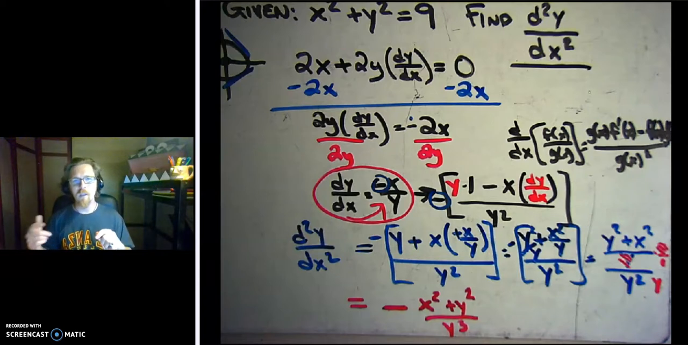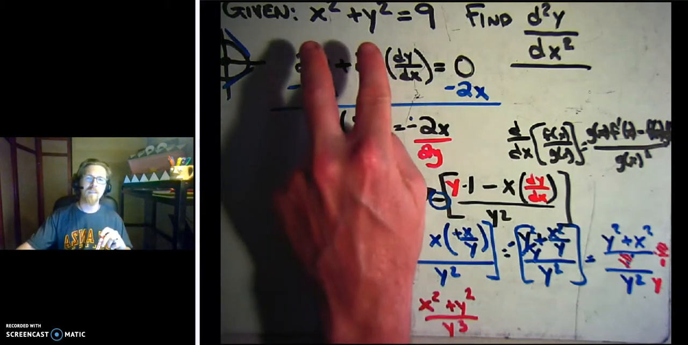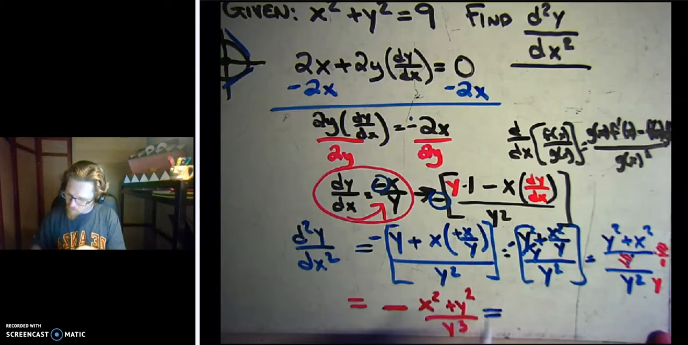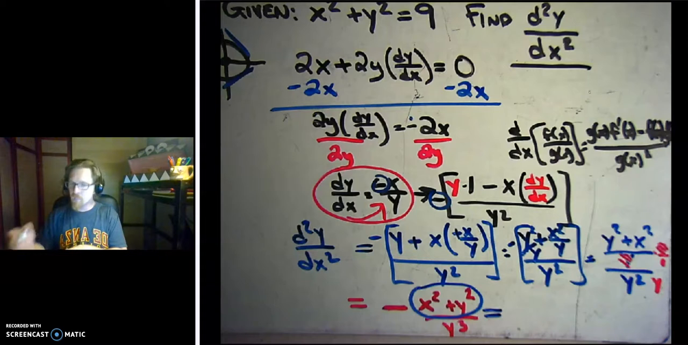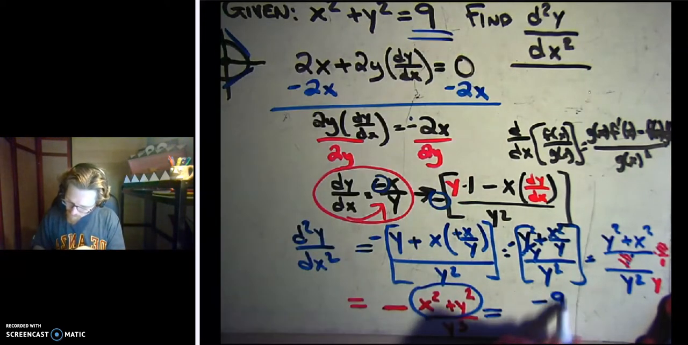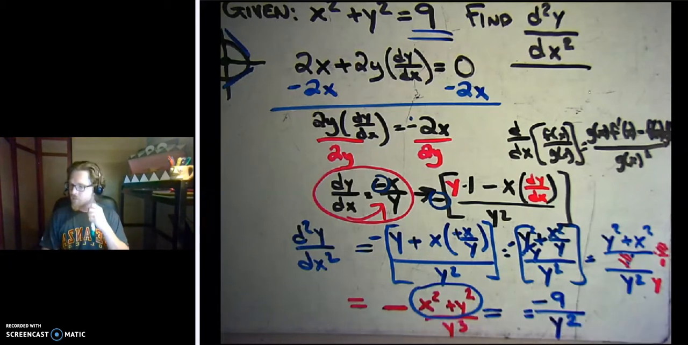Now, I just want to look at one last thing. I noticed that in my second derivative answer, there's this setup of x squared plus y squared. And when I look back at my original problem, I see that there is an x squared plus y squared equals 9. And so in my one last substitution swoop, I'm going to take this x squared plus y squared, pull it out, and replace it with the value that's equal to x squared plus y squared. And so I'd say that the second derivative of this circle is negative 9 over y squared.